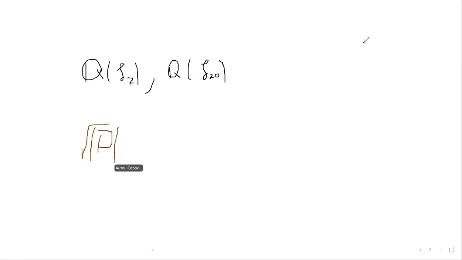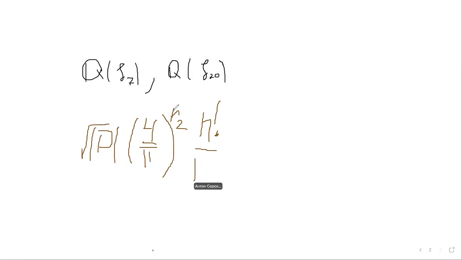It's the discriminant of the field multiplied by 4 over pi to the power of the number of pairs of complex embeddings, and there will be this to this, where n is the degree of the extension.